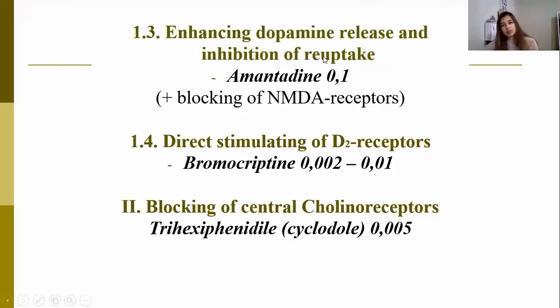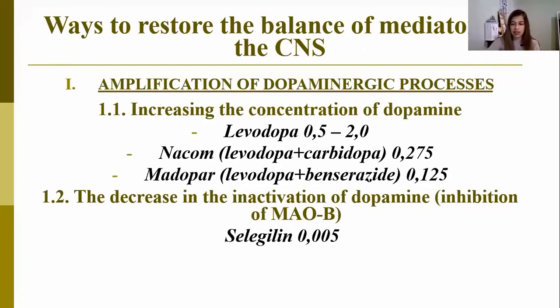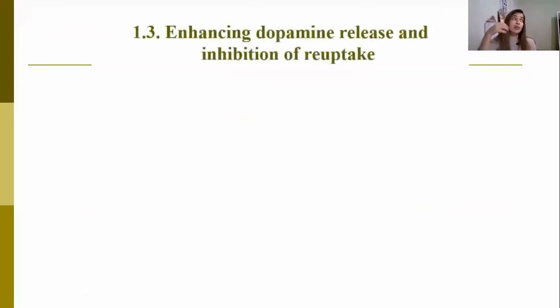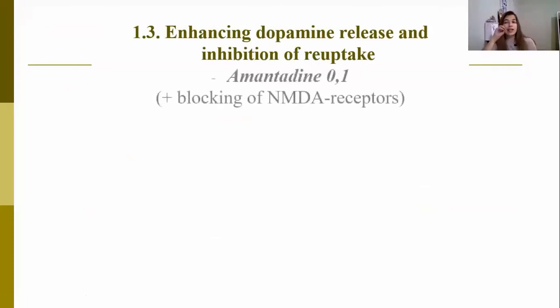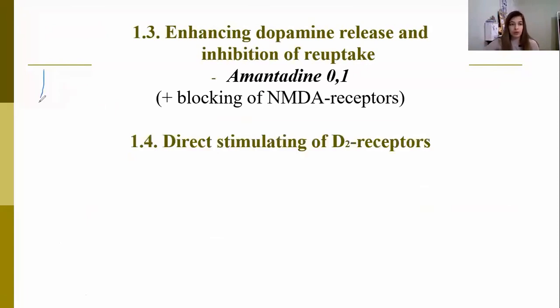What else can we do here? We can enhance the dopamine release and inhibit the dopamine reuptake with the help of the drug amantadine. If in the previous slide we reduce the breaking down of dopamine by selegiline, so now we can also increase the release of dopamine by amantadine. Now I will draw the picture of the neuron in which we can see what is release and what is reuptake of dopamine. So if this is a neuron, this is a vesicle with dopamine inside, yes. So dopamine can go out and accumulate here, and also it can come back.